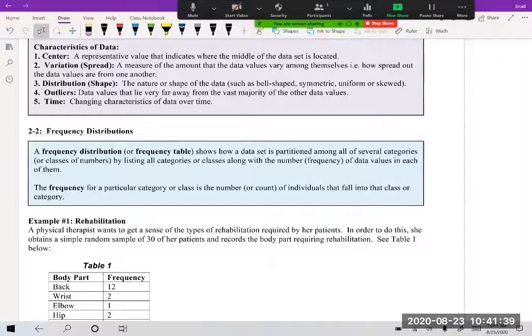Okay, so again, the big deal for us is center. Variation matters a lot in terms of standard deviation. And then we discuss the distribution, and sometimes the outliers come into play.